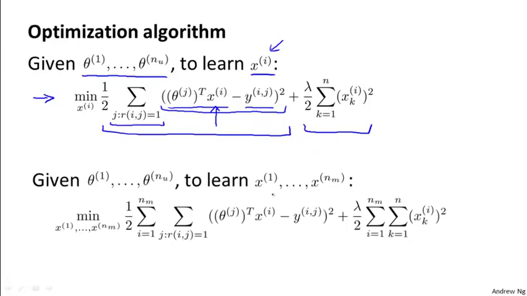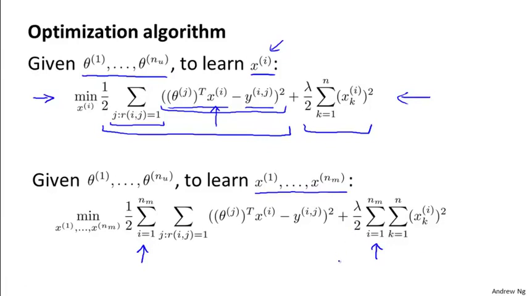But what we want to do is learn all the features for all the movies, and so what I'm going to do is add this extra summation here. I'm going to sum over all n_m movies, and minimize this objective that sums over all movies. If you do that, you end up with the following optimization problem. And if you minimize this, you have hopefully a reasonable set of features for all of your movies.